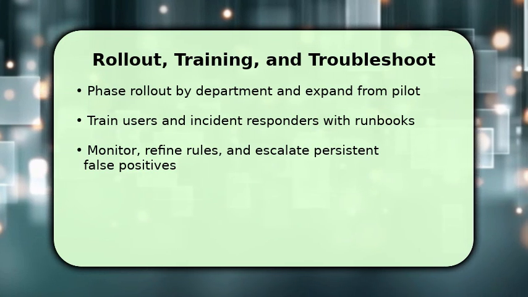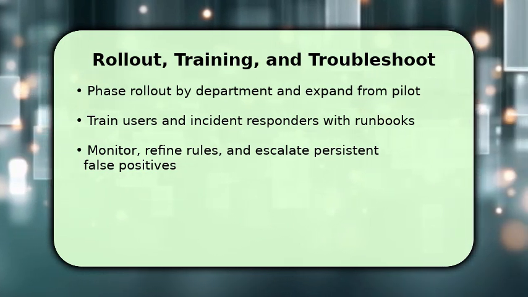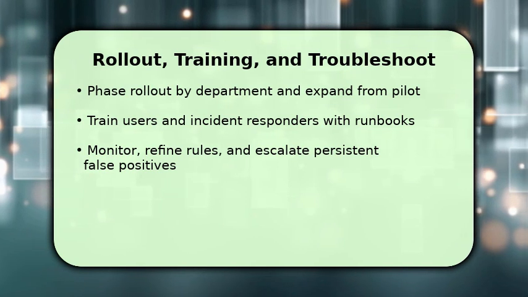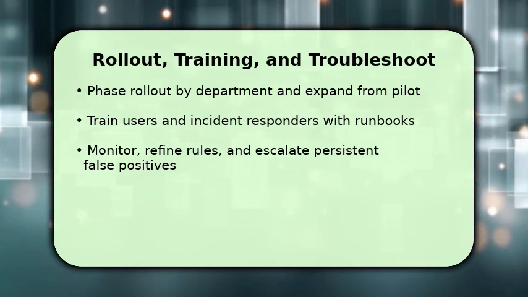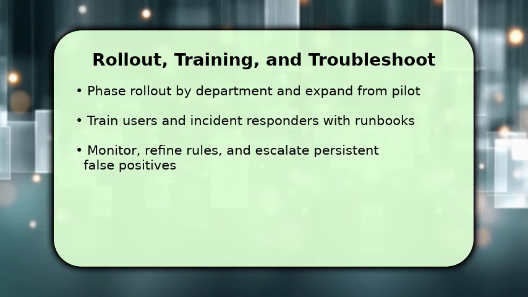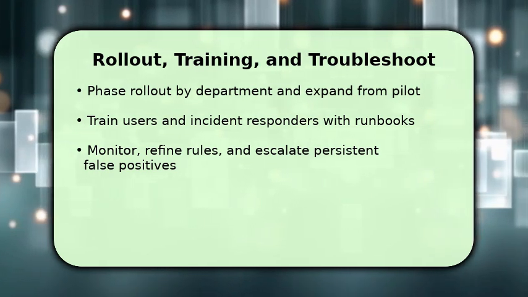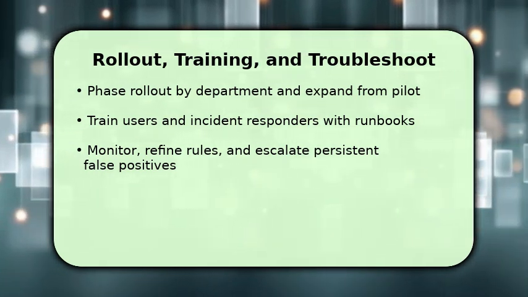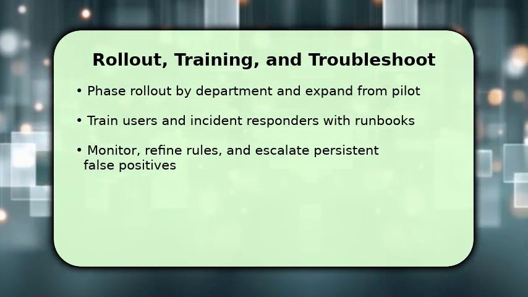If you encounter persistent false positives, collect logs, reduce rule scope, and add contextual attributes. This fixes overblocking without disabling protection. Finally, schedule periodic reviews to adjust for new data types and changing compliance requirements.